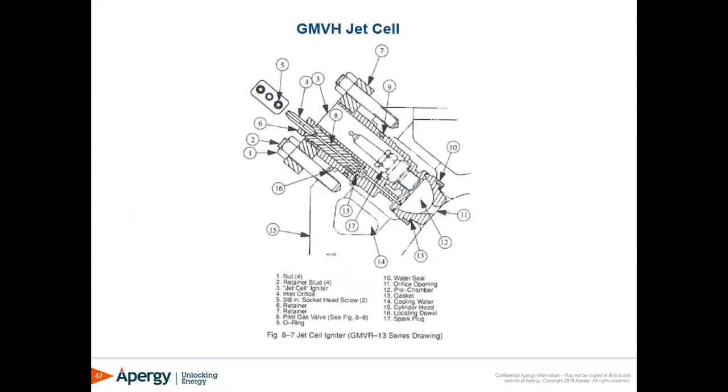This is a picture of a GMVH jet cell. It's important to note the incoming fuel supply, the check valve, rich mixture, lean mixture in the port.